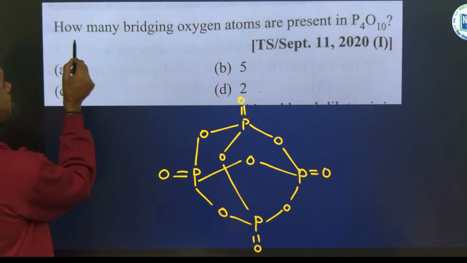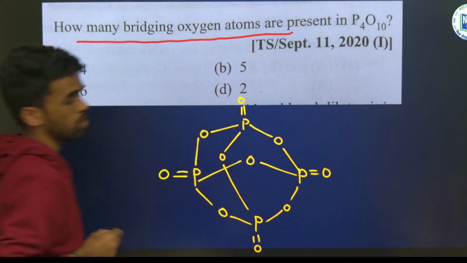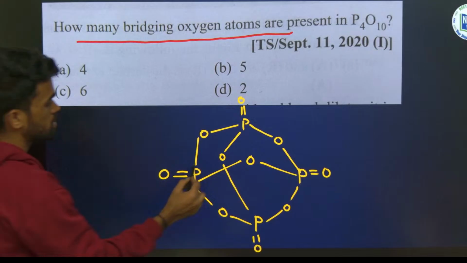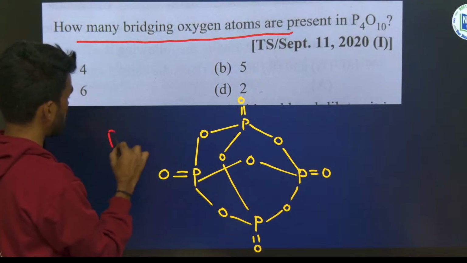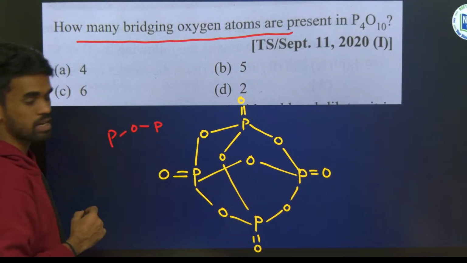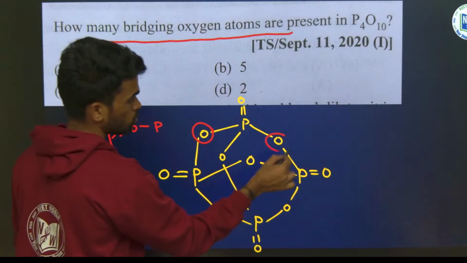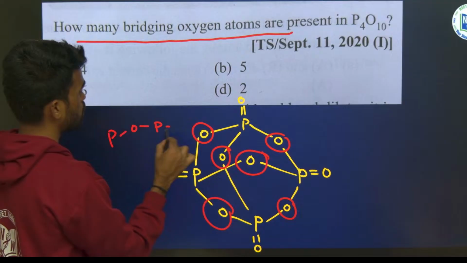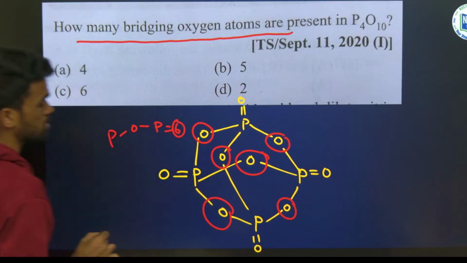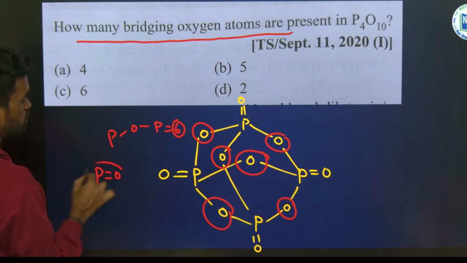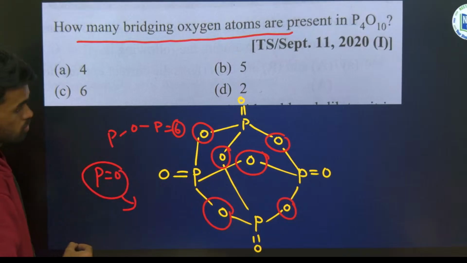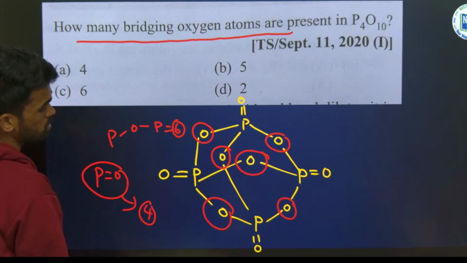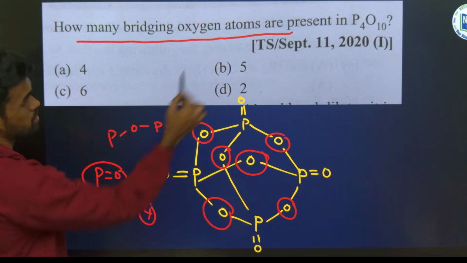Now, how many bridging oxygen atoms are present in the molecule? Bridging, P-O-P bridges, oxygen atoms. See, this is one bridge, like P-O-P bonds they are asking. How many P-O-P are there? 1, 2, 3, 4, 5, 6. So, P-O-P bonds are 6. Like this they will ask. How many P=O bonds are there in P4O10? 1, 2, 3, 4, like that they will ask. See, P=O bonds are 4, just you need to count.